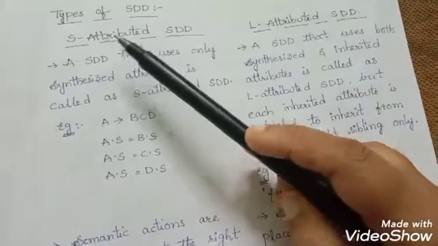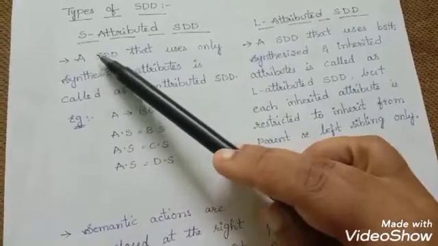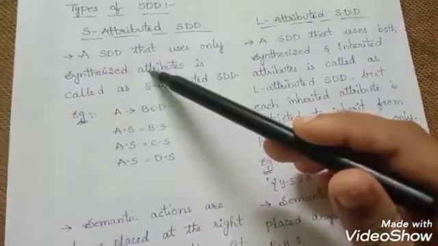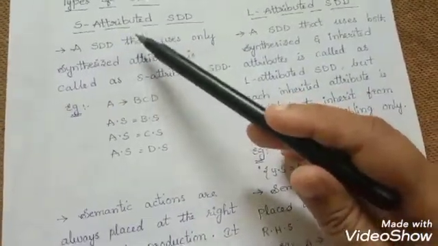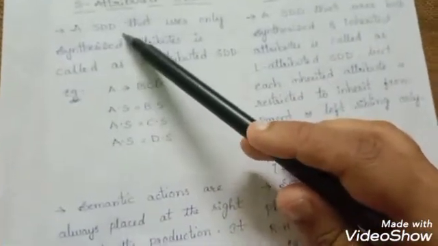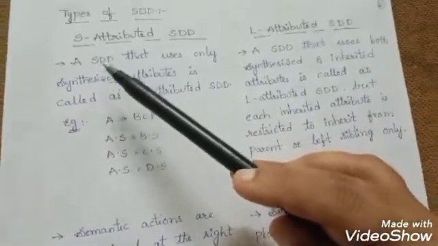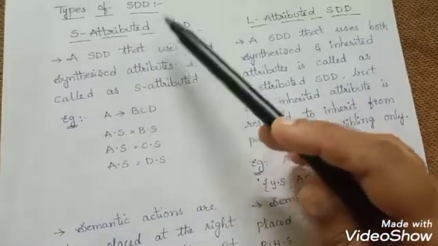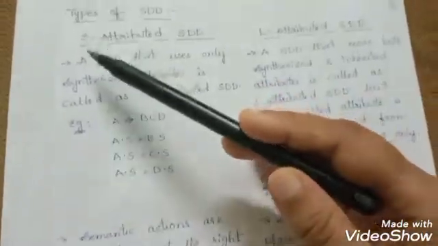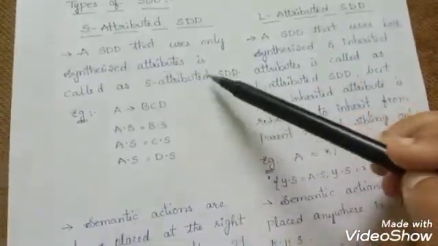Coming to the first one, S-attributed syntax directed definition. An S-attributed syntax directed definition uses only synthesized attributes. As we discussed previously, we have two types of attributes: synthesized attribute and inherited attribute. So S-attributed SDD will use the synthesized attribute. For easy remembrance, you can remember it as S and S, that is, S-attributed uses synthesized attributes.